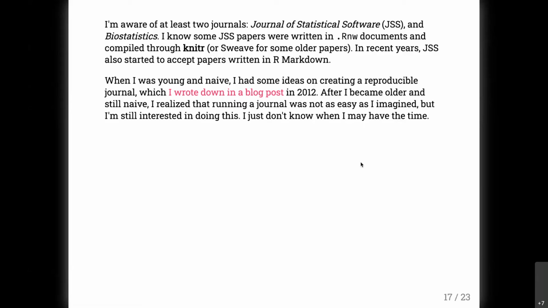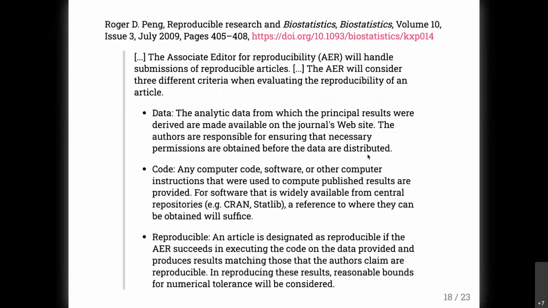After I became older and still naive, I realized that running a journal was not as easy as I thought. But I'm still interested in this and in doing this. I just don't know when I may have the time. So I would take Biostatistics as an example. Actually, I think Roger Peng will be a much better panelist than me talking here.